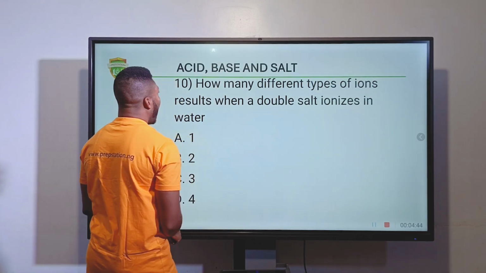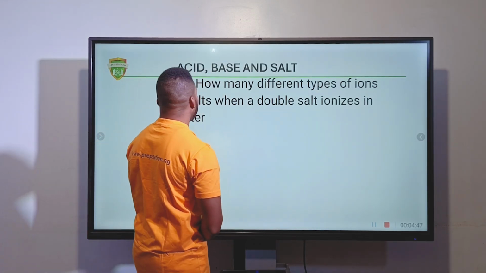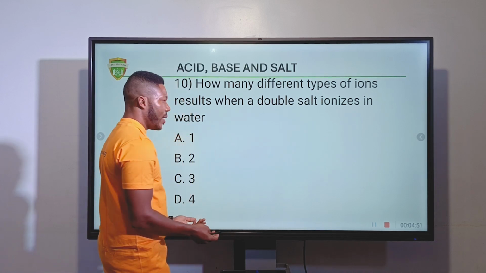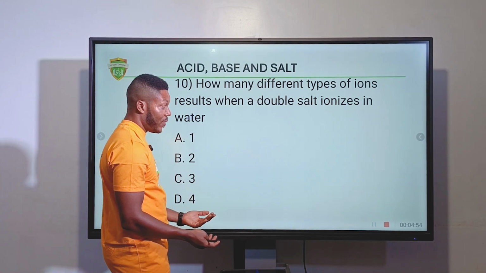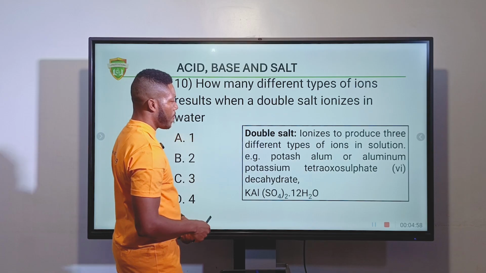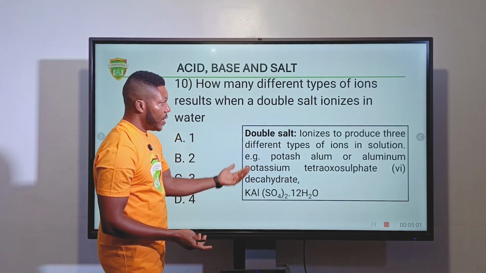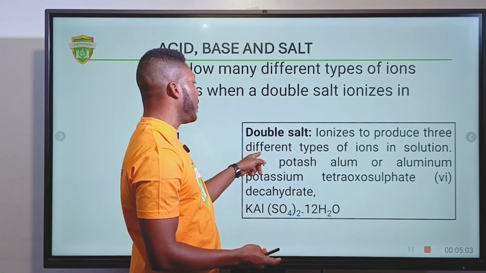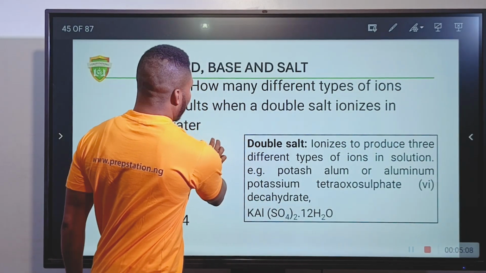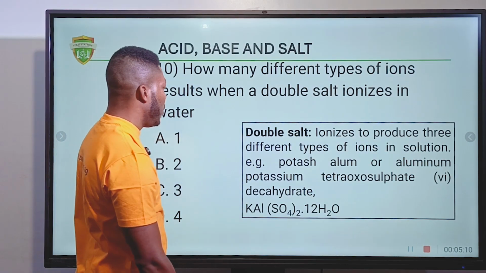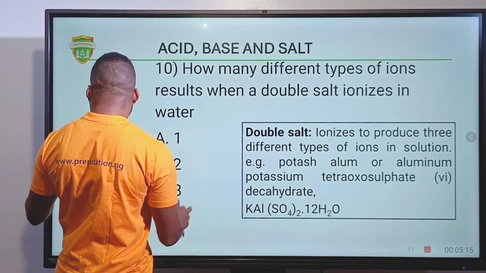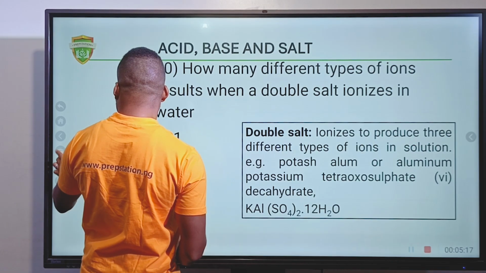So how many different types of ions result when a double salt ionizes in water? It's easy anyway, it's not difficult. Let me show you an example of a double salt, so you can choose your answer. What is a double salt? A double salt ionizes to produce 3 different types of ions in solution. Example, potassium alum, or aluminum potassium sulfate decahydrate. You can see now how many ions can be found from here.